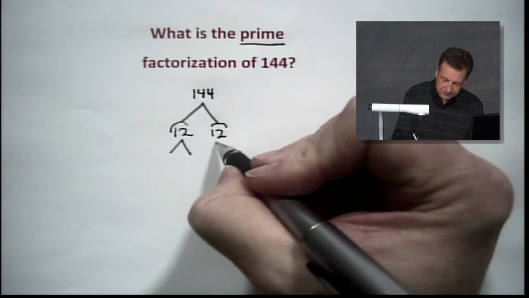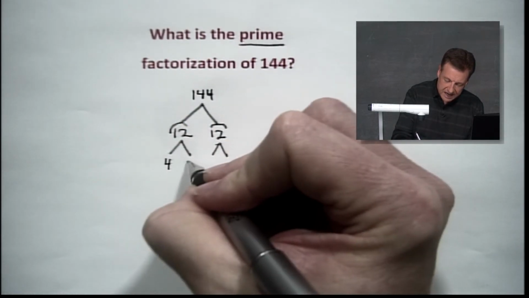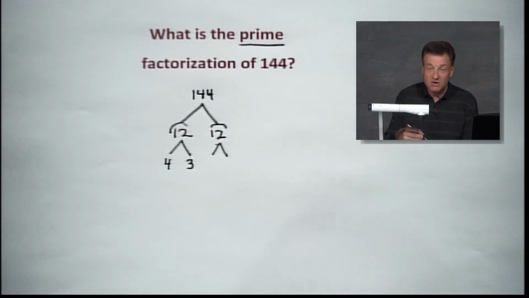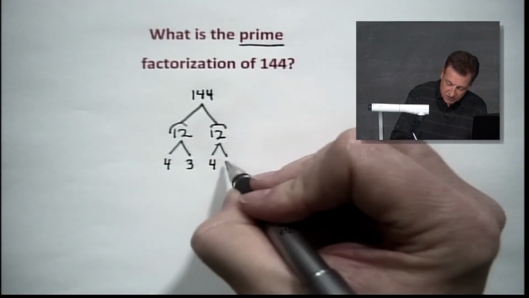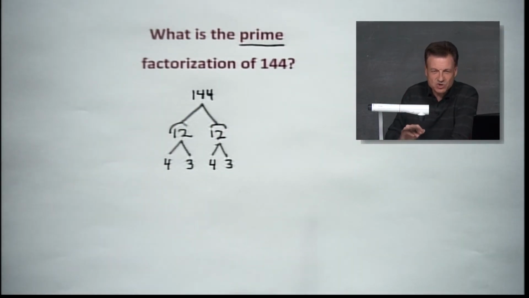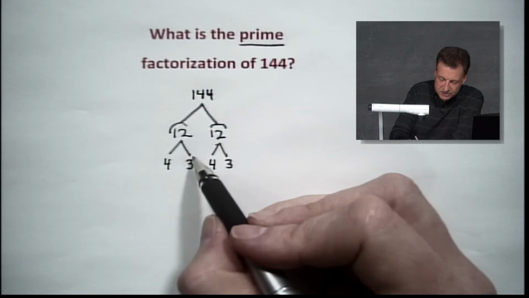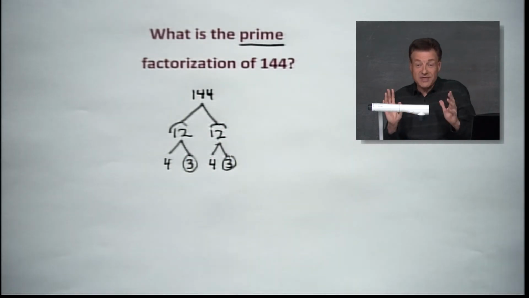So what we're going to do, we're going to break these down, and we're going to break that one down, and that's going to become 4 times 3. Oh, you might say 6 times 2. It doesn't matter. And let's do the same thing over here. I should have put 6 times 2. And at this point, notice I have primes. Well, I have 2 of them. I have 2 3s right there.